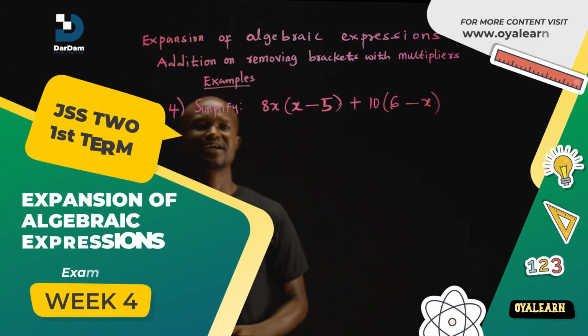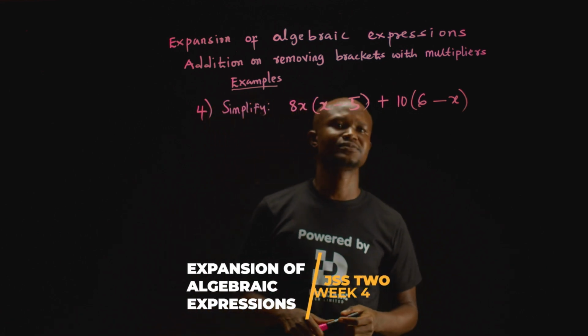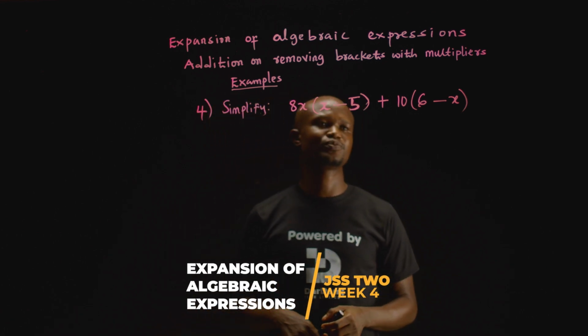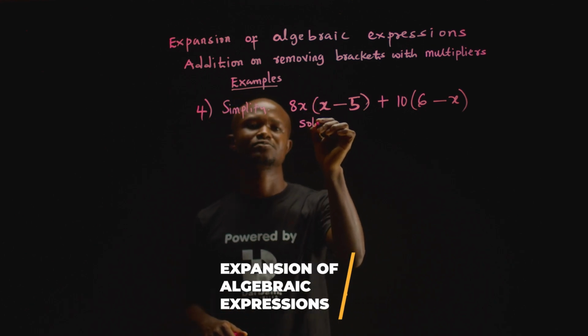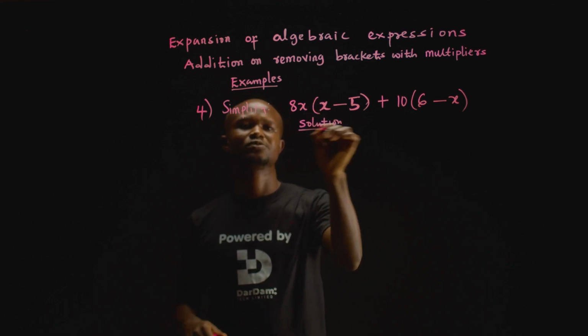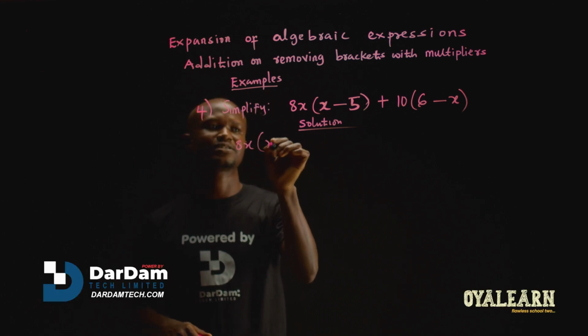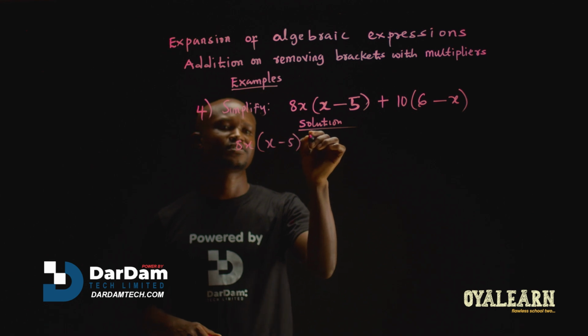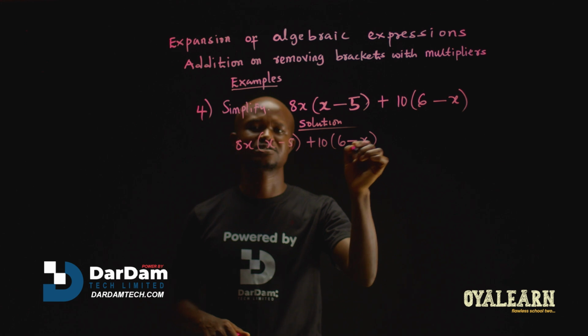Simplify 8x(x − 5) + 10(6 − x). Solution: we have 8x(x − 5) + 10(6 − x).